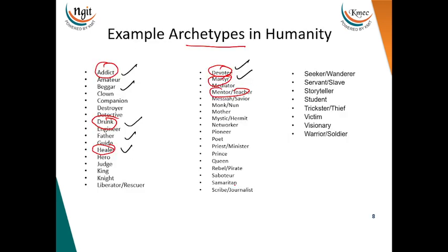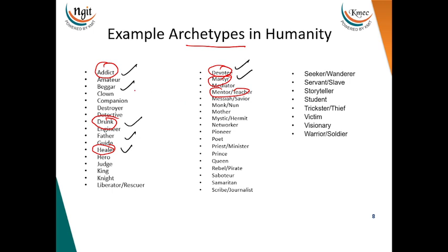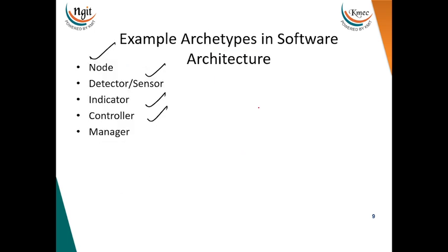Some examples are represented with the help of UML diagrams, which we are going to see in Unit 4. As I told you, knight, rescuer, poet, queen, these are all archetypes. In the computer world, examples of system archetypes are node, detector, sensor, indicator, controller, and manager. What is the role of manager? It's totally different. What is the role of node? Totally different. What is the role of sensor, indicator, controller? Totally different.